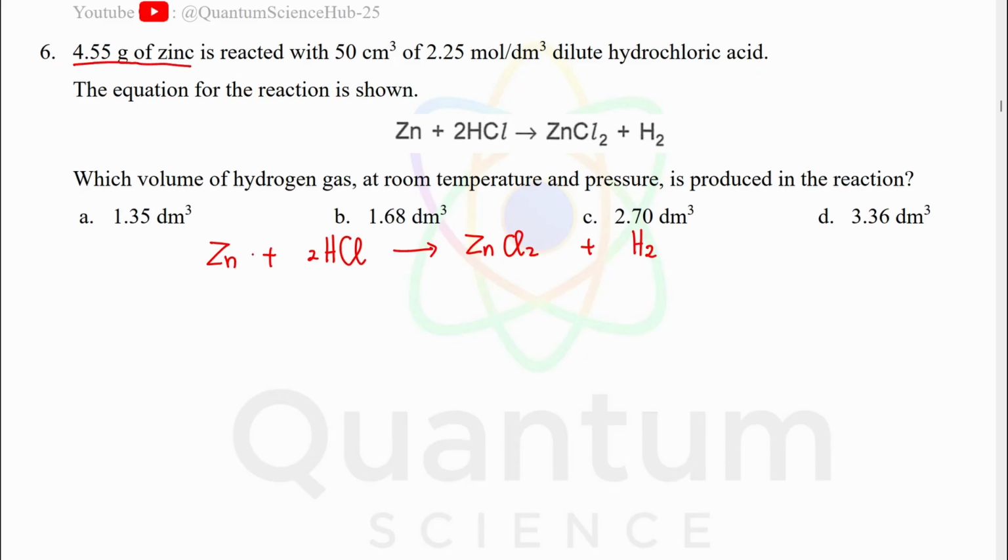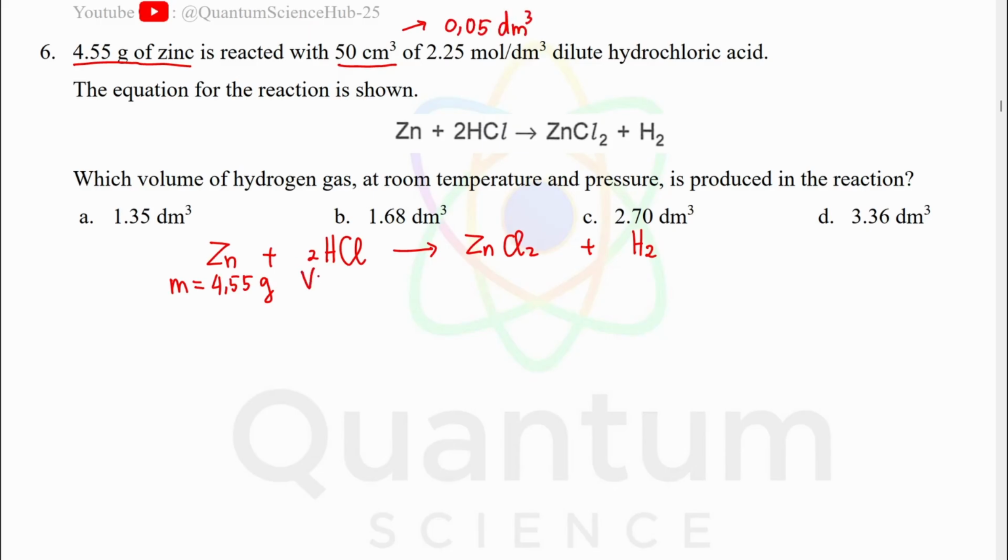4.55 gram of zinc. So what is zinc? Zn. So you put in here mass equals 4.55 gram, with 50 centimeter cube of dilute hydrochloric acid. So hydrochloric acid is HCl, right? And this is 50 centimeter cube. So this is a volume, and make sure you change it into decimeter cube first because all the units should be in decimeter cube. So what is 50 centimeter cube changed into decimeter cube? You divide it by 1000, right? So equals 0.05 decimeter cube.